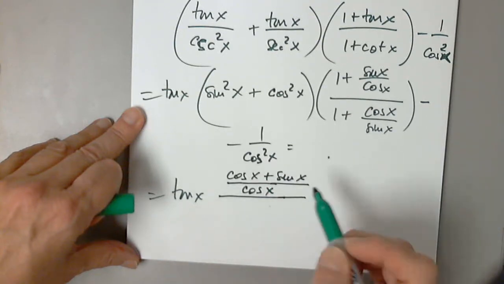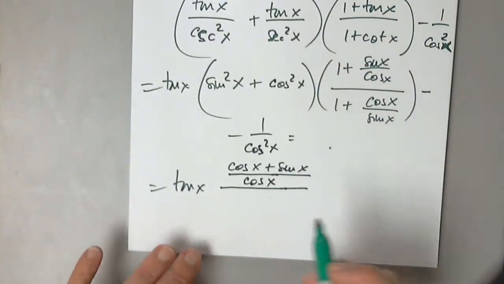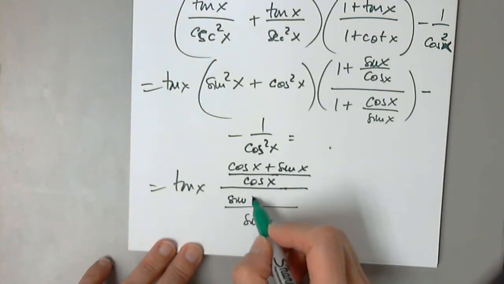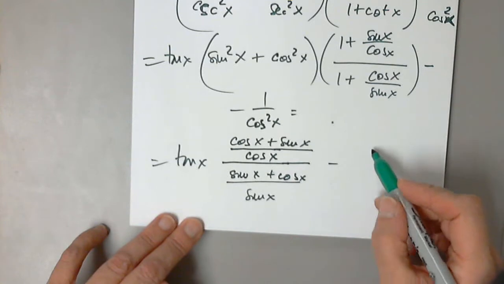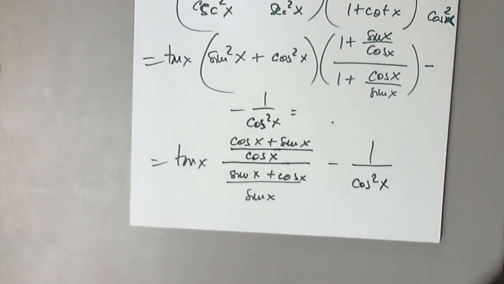Do we agree with this step? This is just for the top. Then the denominator has sine x, but the numerator is sine x plus cosine x. I will still keep this as is. I don't know what I'm going to do with it, so I'm just carrying it over.